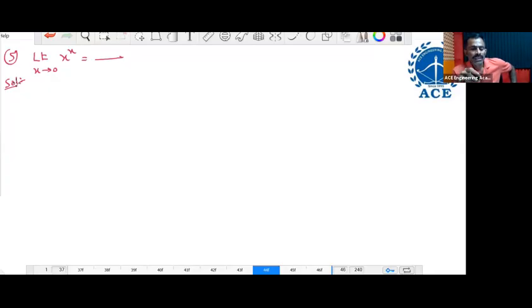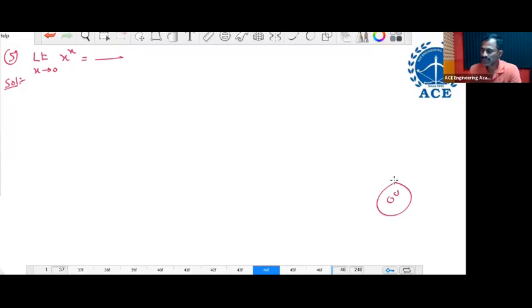Next, we check whether it is the direct substitution method or the L'Hospital method. When you substitute x equal to 0 here, we get 0 power 0. Because of 0 power 0, it is one of the indeterminate forms. That is why we do this problem by the L'Hospital method, but indirectly, because of the 0 power 0 only.